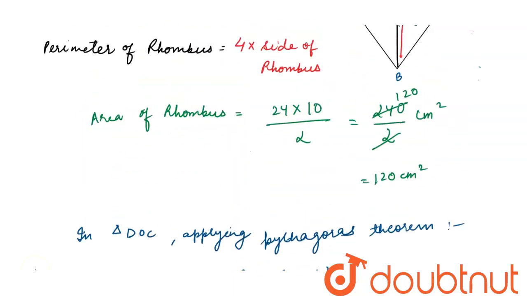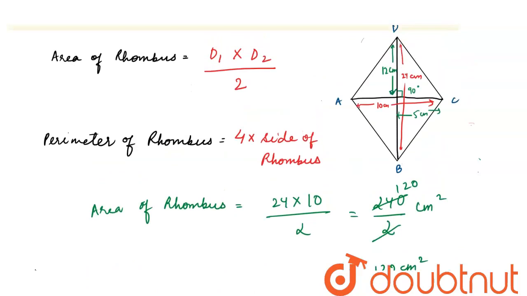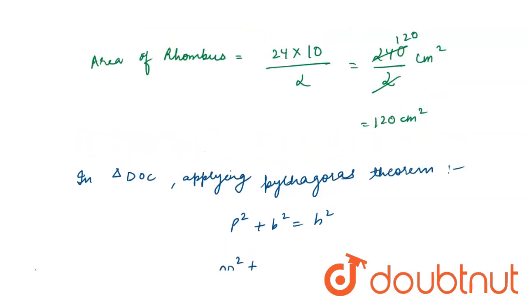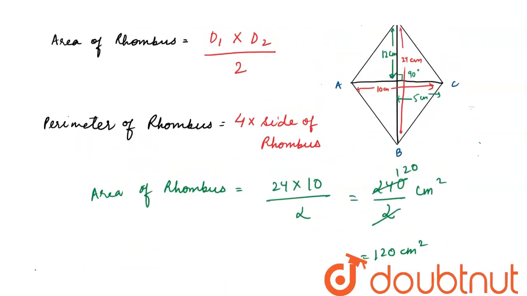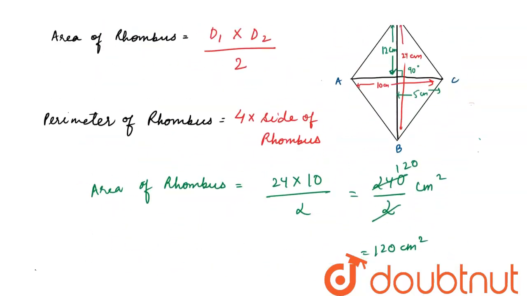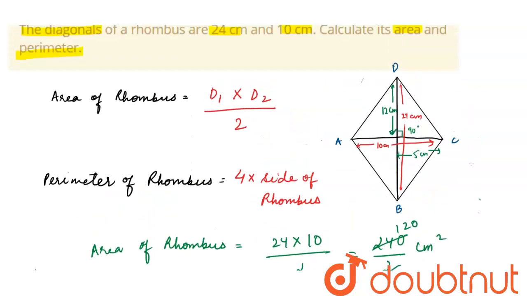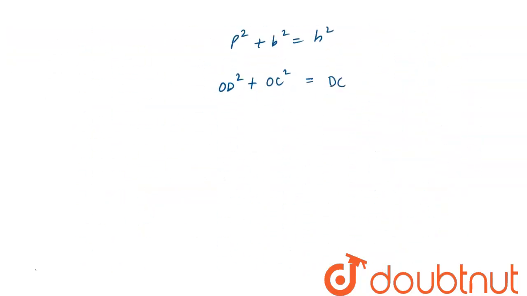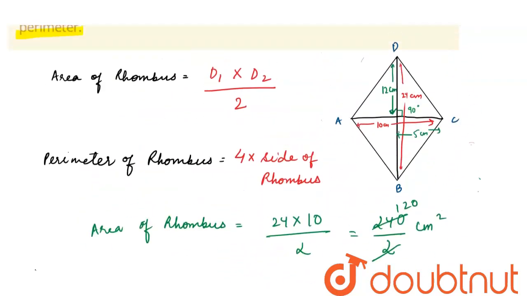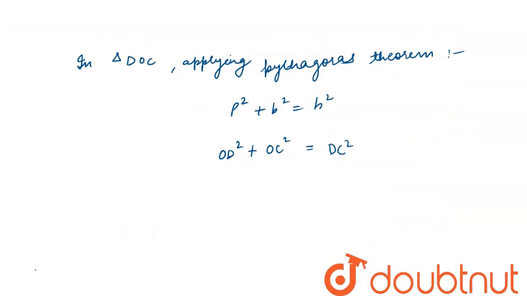So here perpendicular square is OD square plus base square, and here base is OC, so OC square, equals to hypotenuse square. Here hypotenuse is DC, so it will be DC square. So here OD, that we have found, is 12 centimeter and OC is 5 centimeter. So 12 square plus 5 square will be equals to DC square.